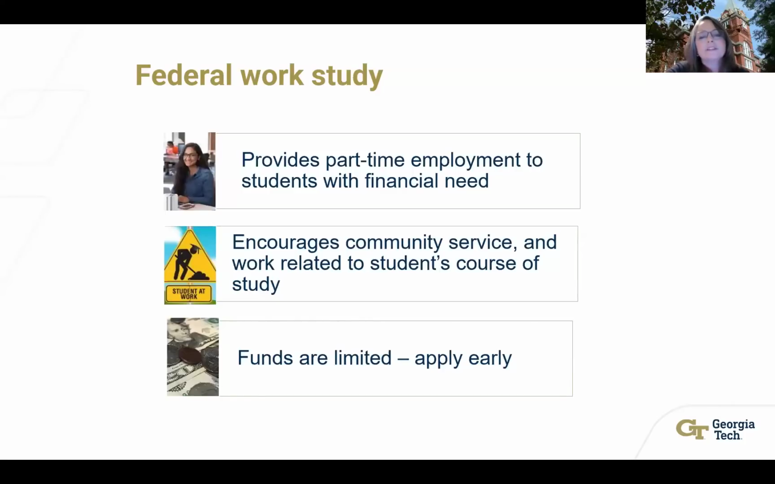The first type of self-help aid is the Federal Work Study Program. It provides part-time employment to students who have demonstrated financial need. This also encourages community service and work within the student's course of study, so something related to what you're studying in college. These funds are limited. We are provided an allocation from the federal government each year. So once those funds are exhausted, we don't have any more to give. So apply early. You definitely want to make sure you have all of your financial aid applications completed by that January 31st deadline. And we'll talk a little bit more about that later.